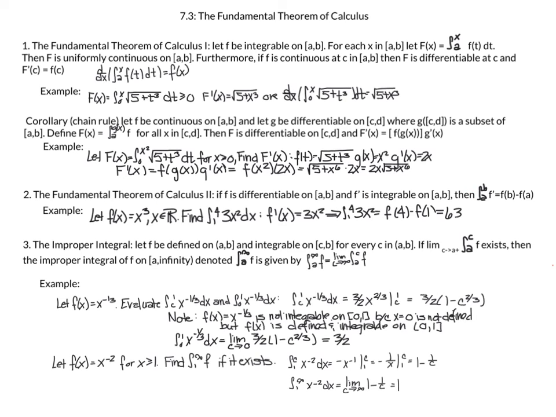And we also did the improper integral, which said that if f is defined on the half open interval [a, b), and is integrable on [a, c] for every c in the half open interval [a, b), then if the limit as c approaches b from the positive side of the integral from a to c of f exists, then the improper integral, denoted the integral from a to infinity of f, is equal to the limit as c approaches infinity of the integral from a to c of f.